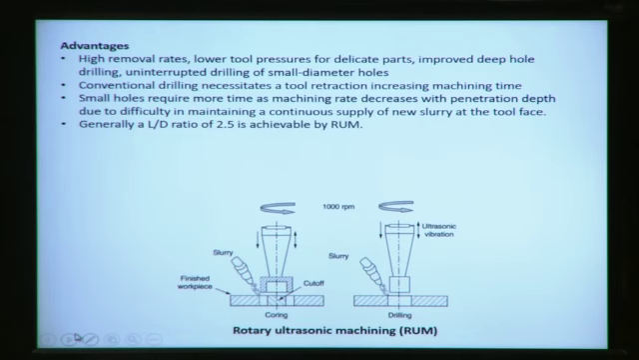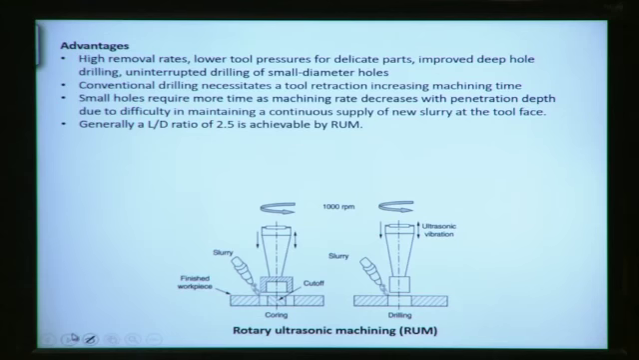In the rotary ultrasonic machining process, the L by D ratio is generally very high. The minimum L by D ratio achievable in this case is 2.5.